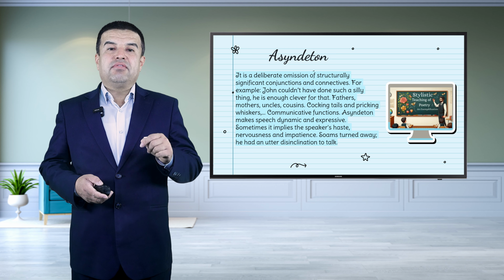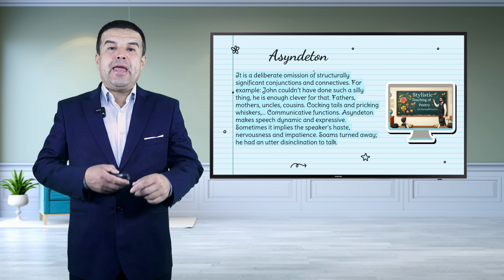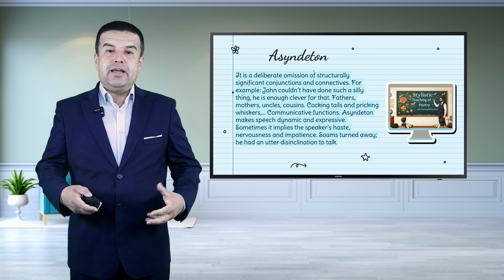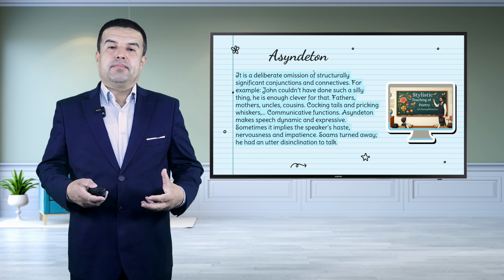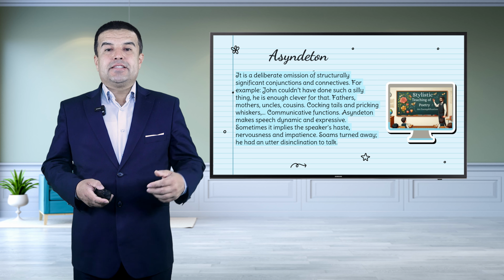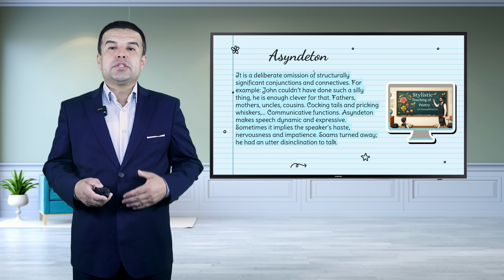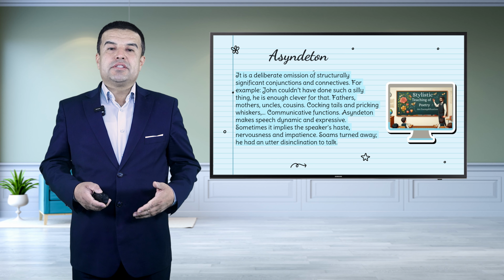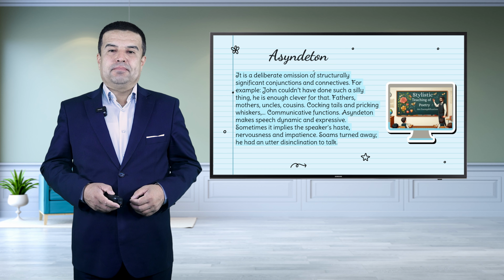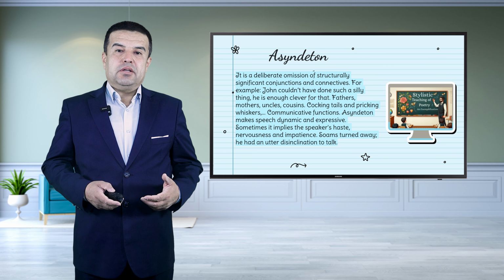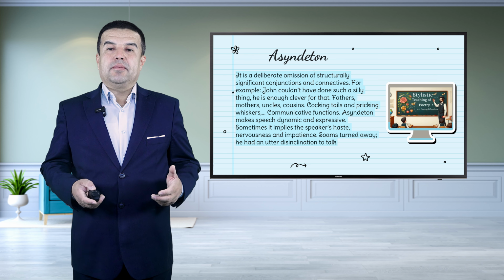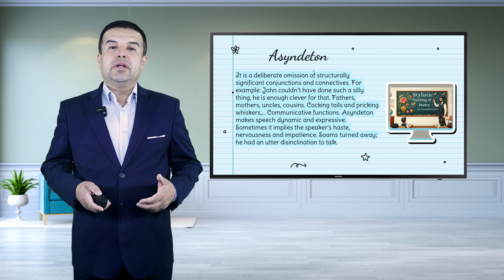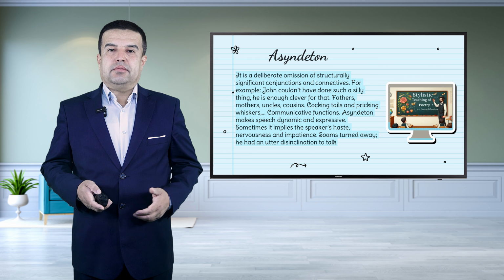In communicative functions, asyndeton makes speech dynamic and expressive. Sometimes it implies the speaker's agitation, nervousness, and impatience. For example, "Soames turned away, head on, uttering disinclination to talk."